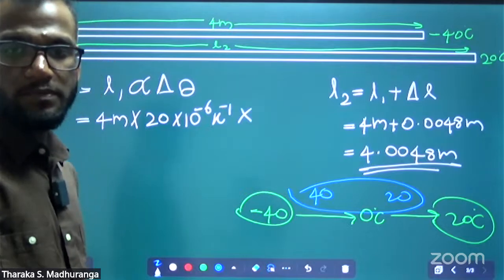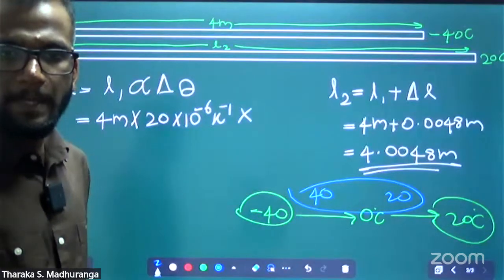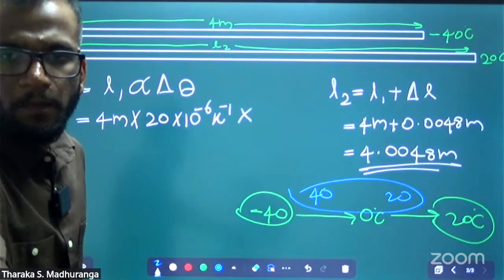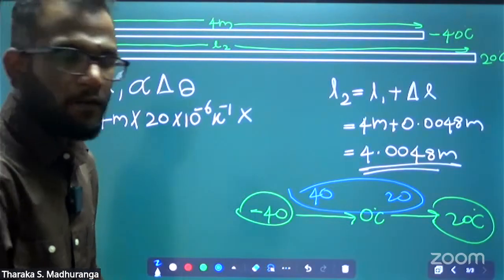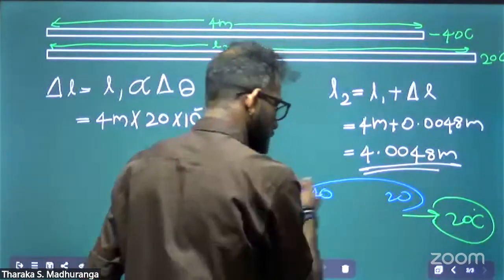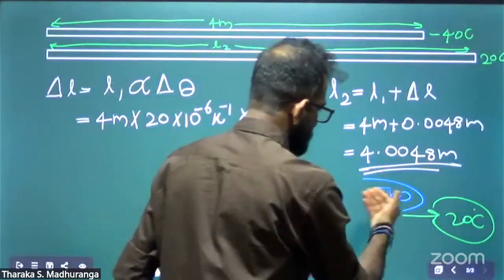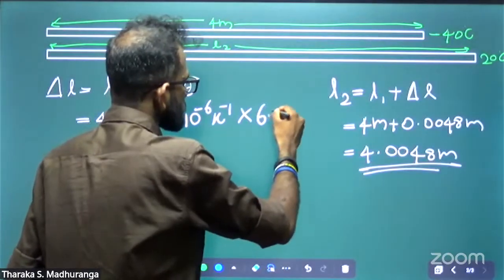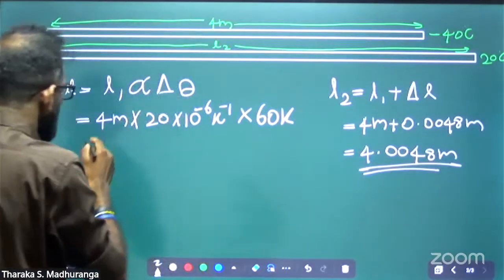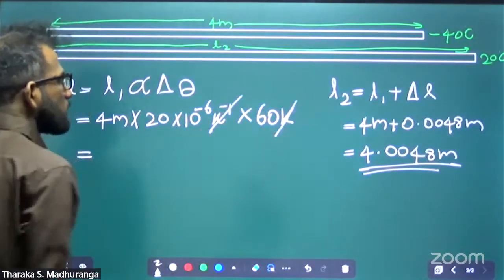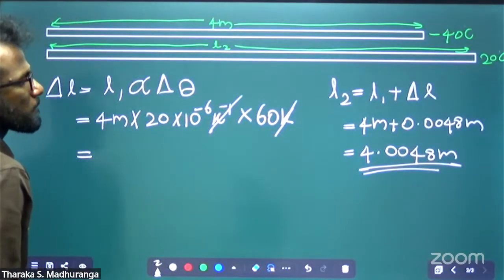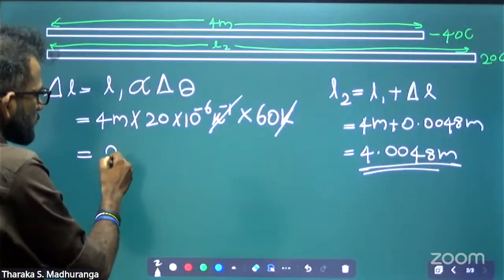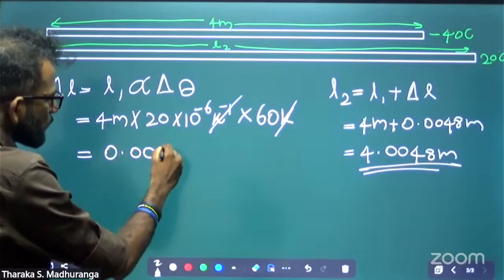Temperature difference? Okay, minus 60 or 60, you need to get 60. Minus is not needed. Now the temperature difference is 60 Kelvin. Then Kelvin to the power minus 1 and Kelvin cancel. Now the same answer, 0.0048 meter.